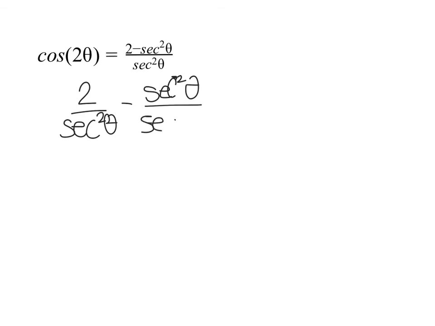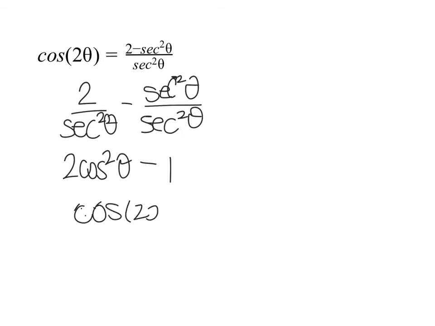over secant squared theta. Now, if that had said 1 over secant squared theta, we could rewrite it as cosine squared theta. So with the 2, that just means we write it as 2 cosine squared theta minus secant squared theta divided by secant squared theta is 1. So we get minus 1. And 2 cosine squared theta minus 1 is one of our double angle identities for cosine. So we end up with cosine of 2 theta equals cosine of 2 theta.